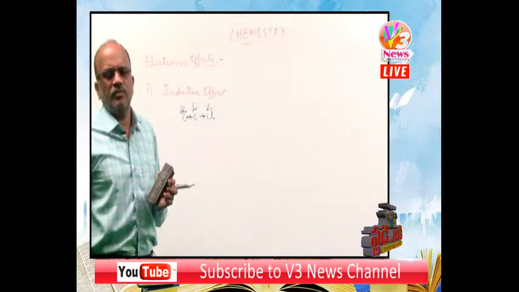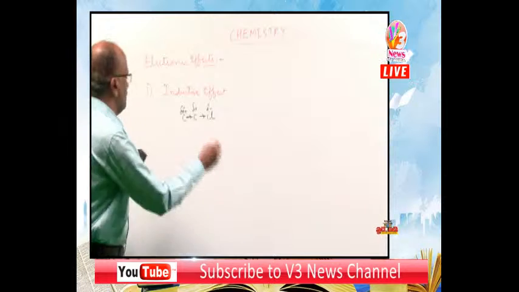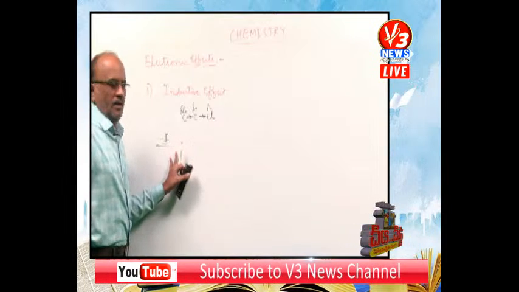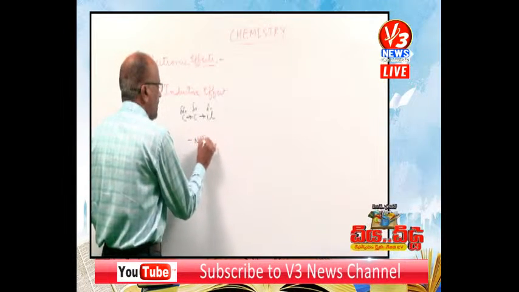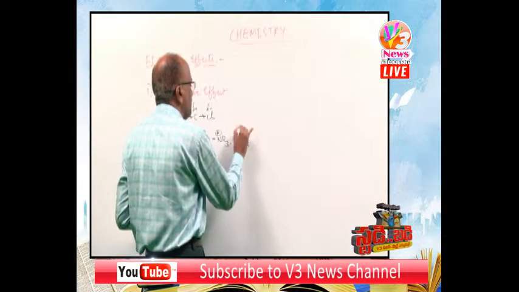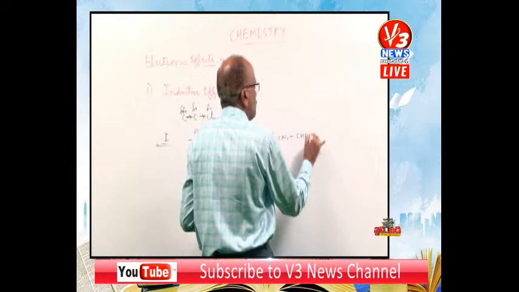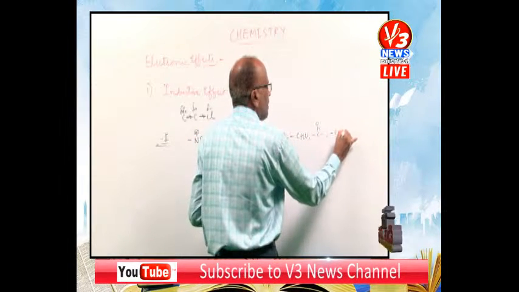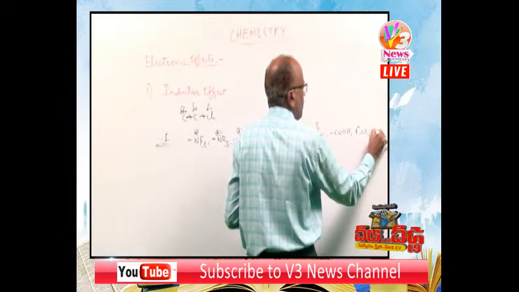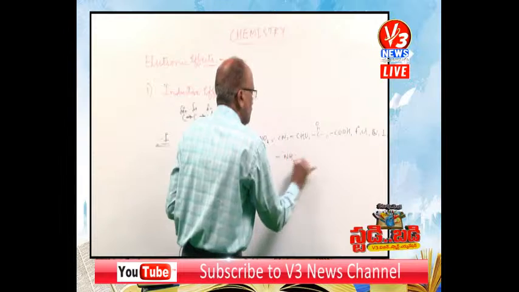In this, there are some groups which attract or withdraw electrons, and some groups which donate electrons. The groups which attract or withdraw electrons are called minus inductive groups or minus I groups. Now we will see what these minus I groups are. The strongest minus I group is NF3 plus, next NR3 plus, NH3 plus, after that NO2, CN, after that CHO, keto group, carboxylic acid group, then halogens: fluorine, chlorine, bromine, iodine, after that OH, NH2.